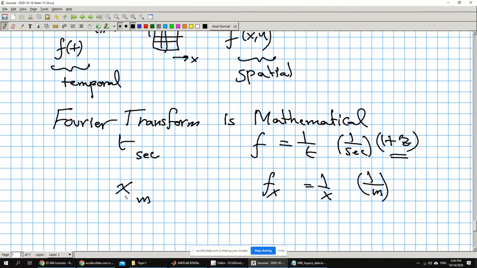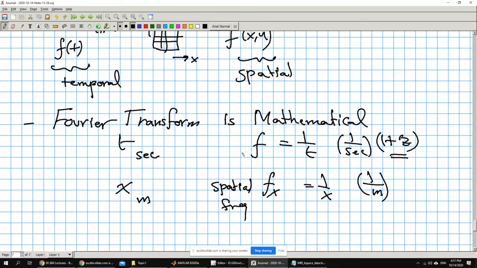So whenever you have a variable here, the frequency will be related to that variable. If this variable has a unit of meter, the frequency will be spatial frequency, with units of 1 over space, 1 over meter. So it's a mathematical transformation that takes you from one domain to another. This domain has whatever units you want, and the other domain has 1 over that unit. So this is not an issue at all. This is not a problem.